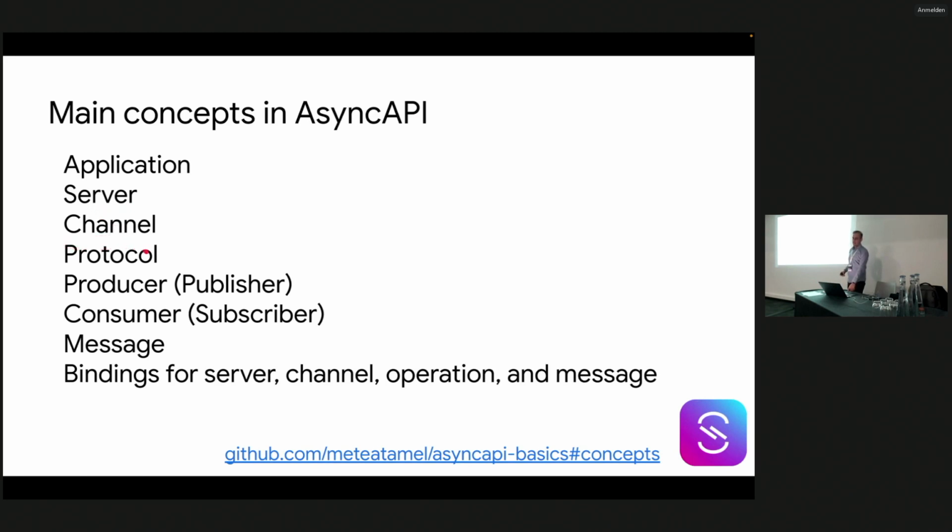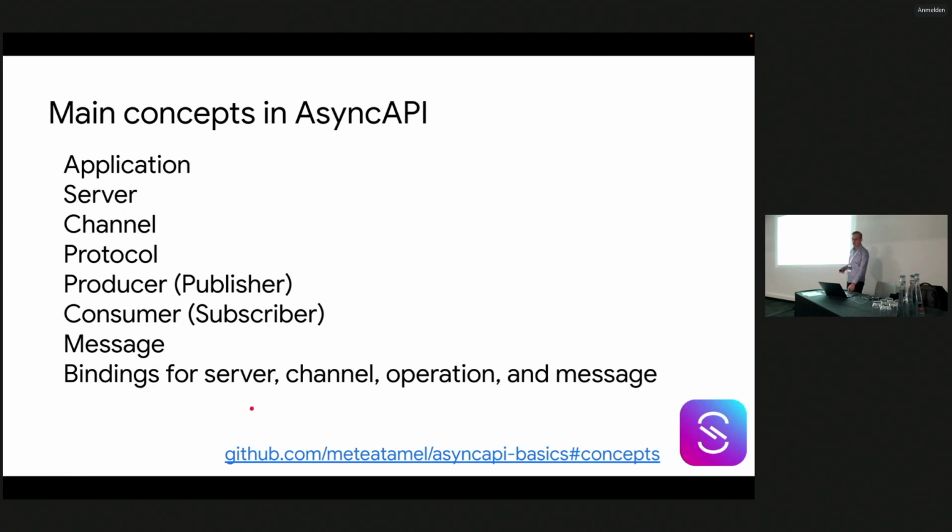And then the channel will have a protocol, so maybe HTTP, maybe something else. Then finally, you have producers and consumers to send messages to and receive messages from these channels. And then you have messages, the actual things that you send to the channel, and their formats as well. Okay, and I'm going to show you an example of this shortly. And finally, you also have bindings. Bindings allow you to extend AsyncAPI for your own custom protocol.